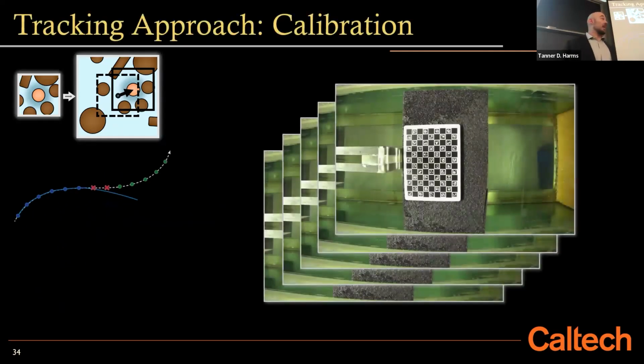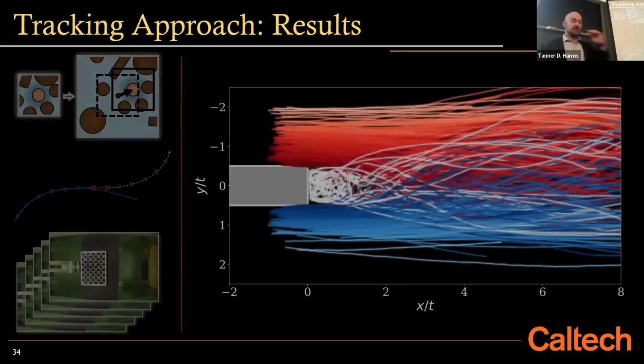Next, we calibrate to get the information in world coordinates. And once we've done that, we have something like this. I like to joke that this is the patriotic spaghetti: if it's red, it's starting above the plate. If it's blue, it's starting below the plate. And if it's white, I found it first behind the plate. You can sort of see how tracers mix over time in the flow that we're looking at.